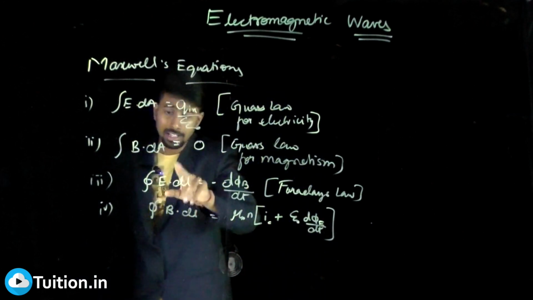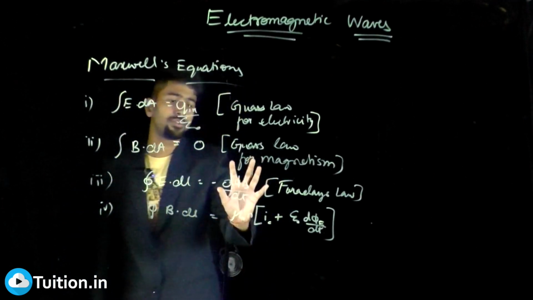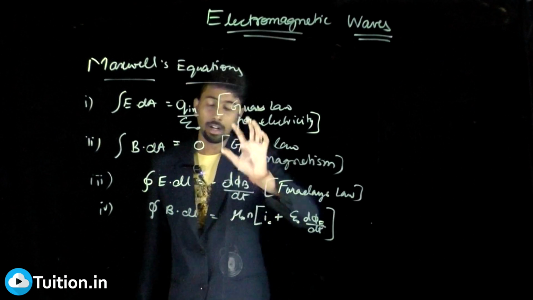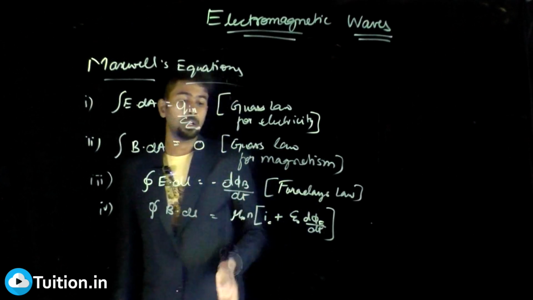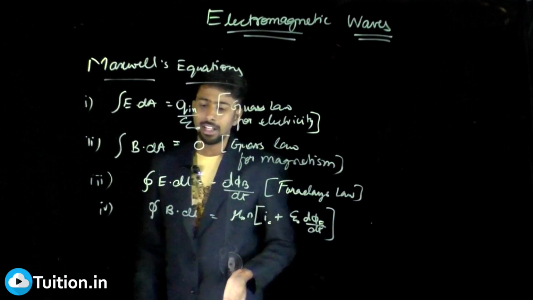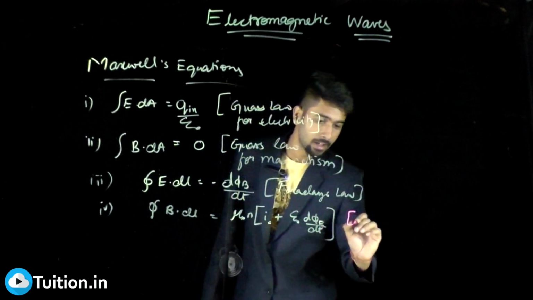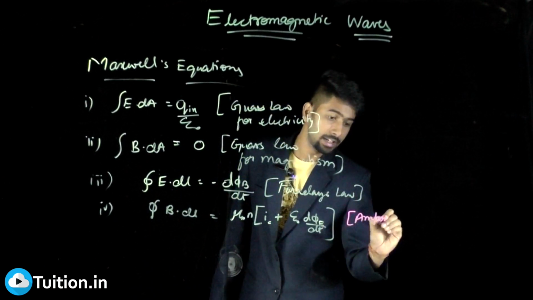And then this is the line integral of electric field, which is equal to the negative of the change of the magnetic flux with time. This is Faraday's law that comes from the chapter electromagnetic induction. And then here you have Ampere's law. Basically this is Ampere's law, and we have discussed it in its full form here.